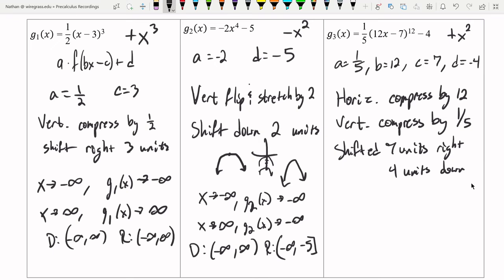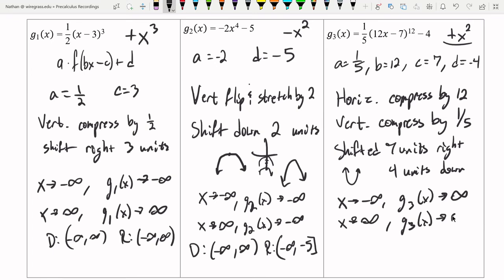Now, with all that being said, the end behavior of this function still follows positive x squared. Positive x squared looks like this. So we know that as x goes to negative infinity, the function goes to positive infinity. It goes up to the left and it goes up to the right. Right is towards positive infinity. g3 of x goes to positive infinity. Okay, domain and range. Domain's everything.